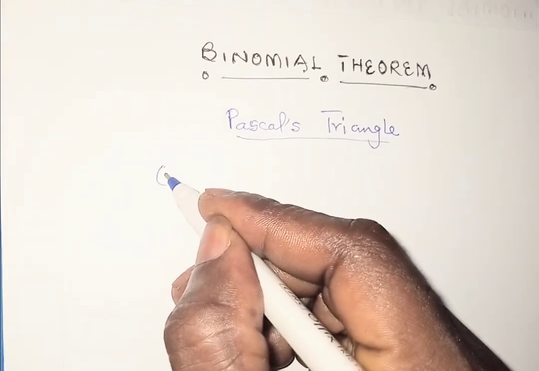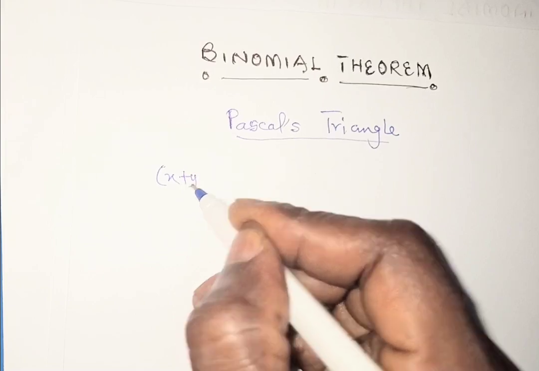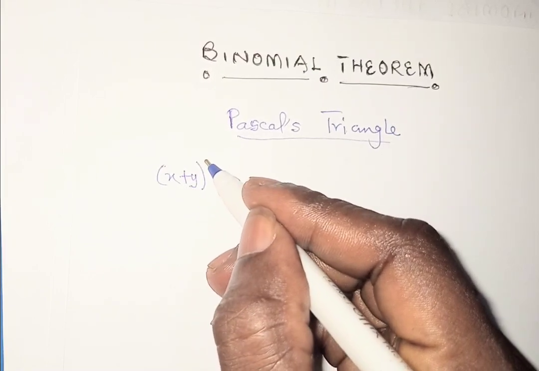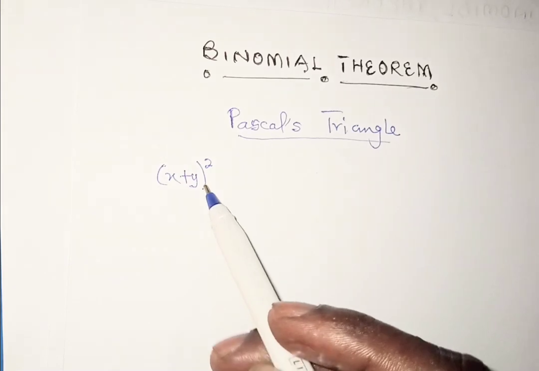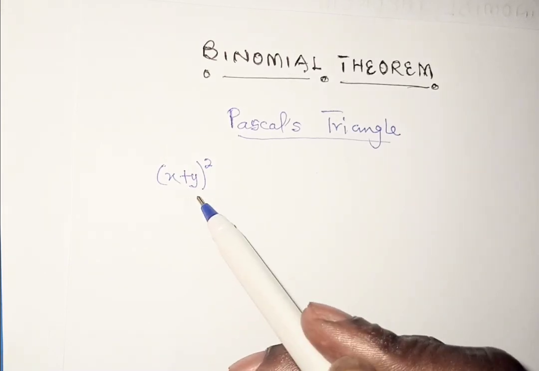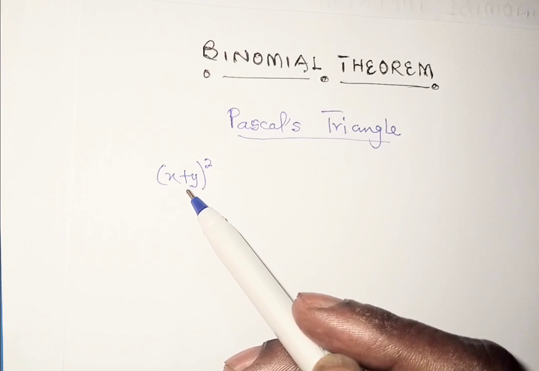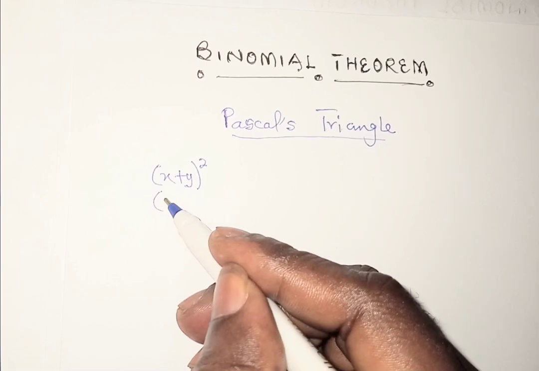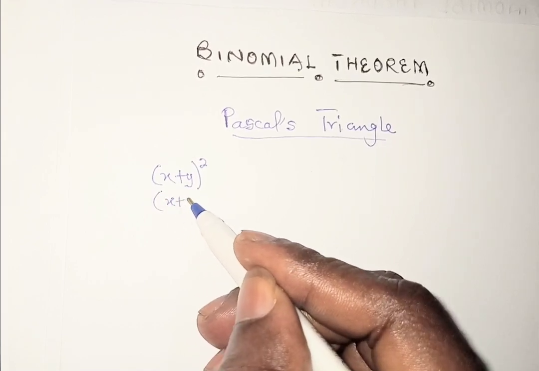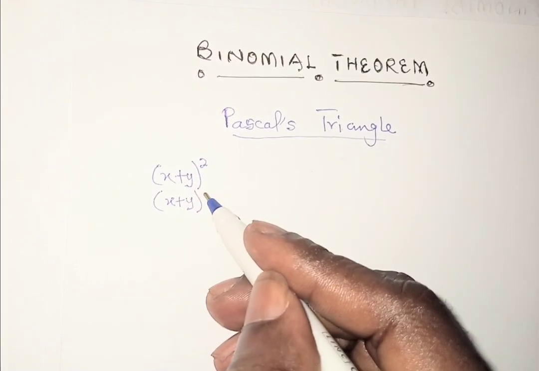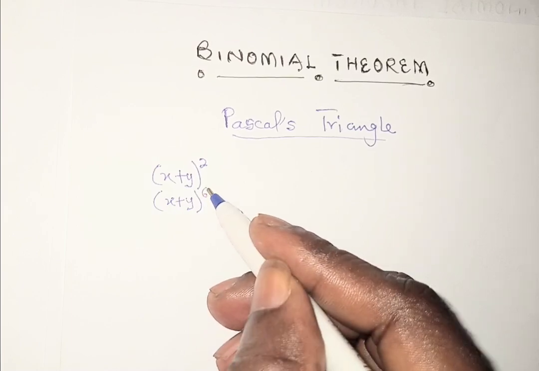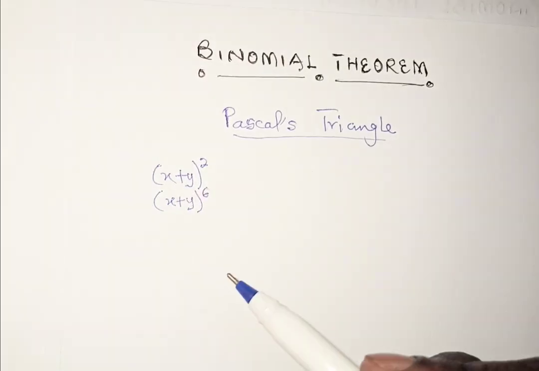So let's say you have been given (x + y) exponent 2. If you are asked to expand this, I know for this one it's very simple for some of you, so you can do it easily. But what if you have been given (x + y) exponent 6?